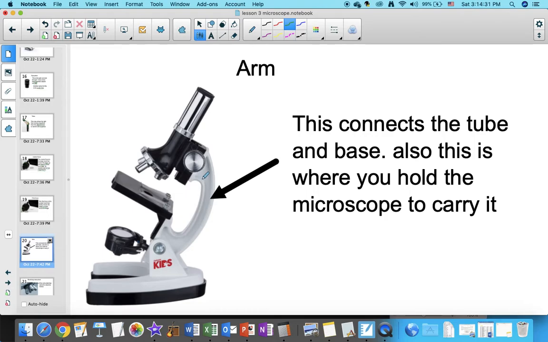You have the arm, it's right here, right? So you have the ocular piece or the eyepiece. You have the tube. You have the coarse focus. You have the fine focus attached to it. And here is the arm. This connects the tube to the base, and this is the base. We'll talk about that as well. It's also where you hold and carry the microscope, right? You put your hand here, and you put your hand on the base, and that's how you carry it. So the arm is connecting the tube and the base.